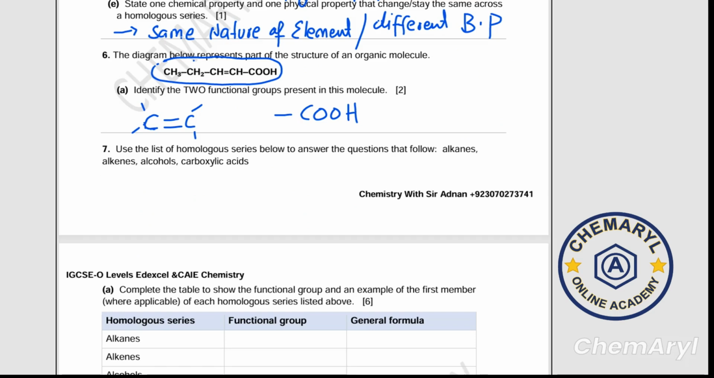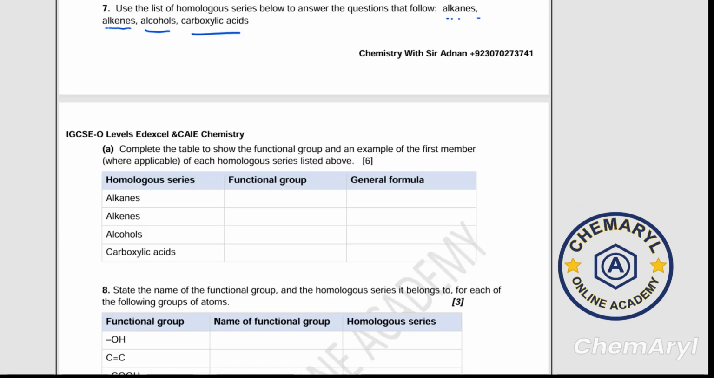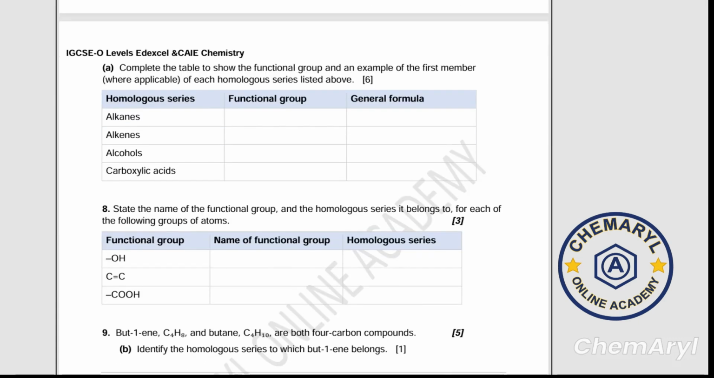Next question number 7. Use the list of homologous series below to answer the questions: alkanes, alkenes, alcohols, and carboxylic acids. Option A: complete the table to show the functional group and the general formula of each homologous series listed above. The alkane functional group: no functional group, dear student, and the general formula is CnH2n+2. In the case of the alkene, the functional group is carbon double bond carbon, general formula CnH2n.